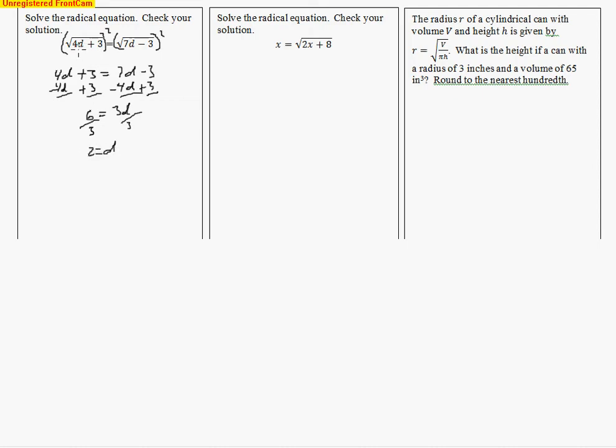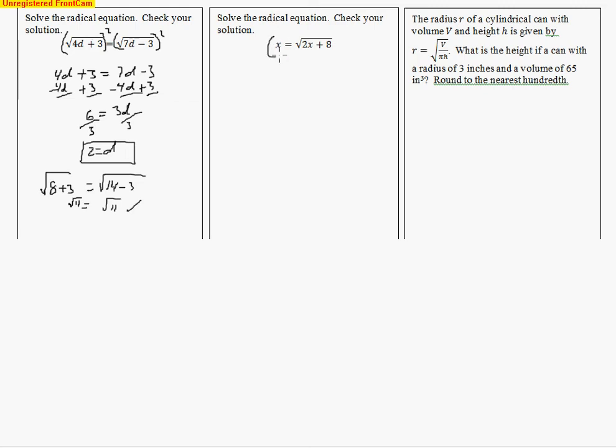So I want to check the solution, make sure it works. So I put 2 back in for d there. I get 8 plus 3 makes the square root of 11. And then on this side, I get 7 times 2 makes 14 minus 3, which is also an 11. So when the numbers are equal, then yes, it checks out. So this is the solution.